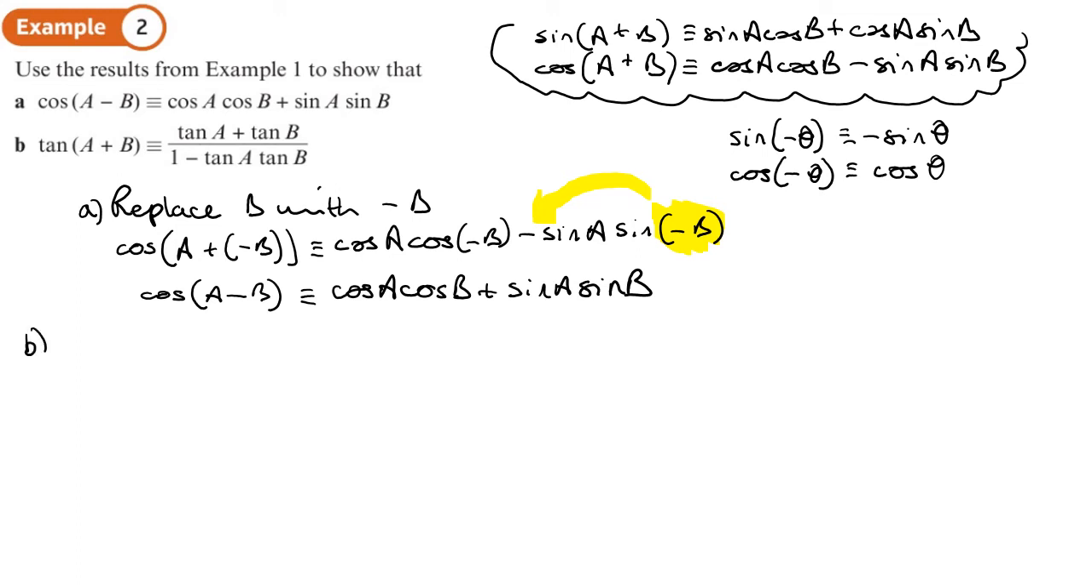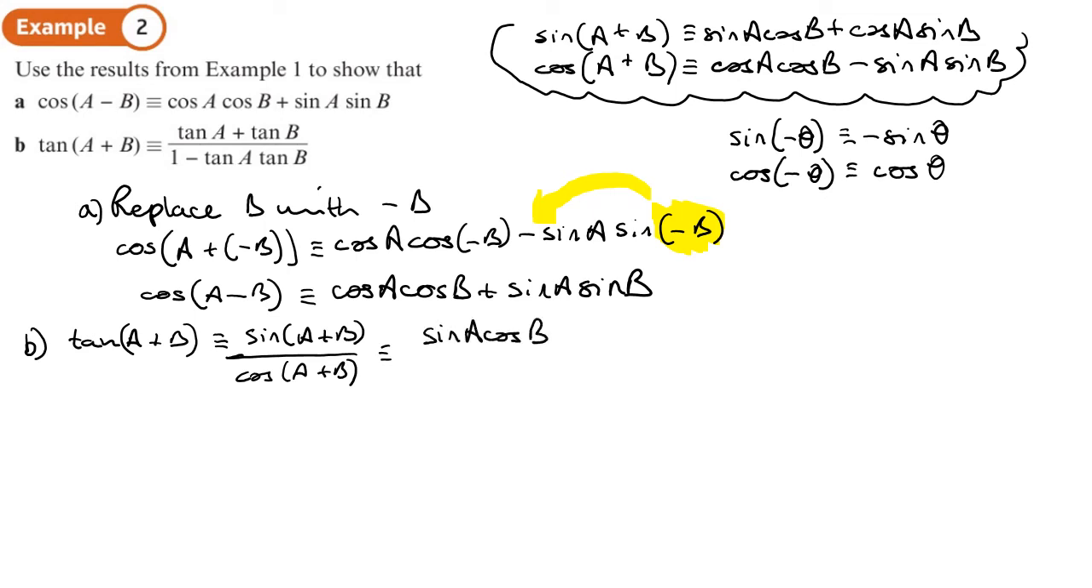And part B, so the tan of A plus B, well, tan is going to be sine A plus B over cos A plus B. So let's work that out. So we know the sine of A plus B. So sine A cos B plus cos A sine B, all over cos A plus B, which would be cos A cos B minus sine A sine B.